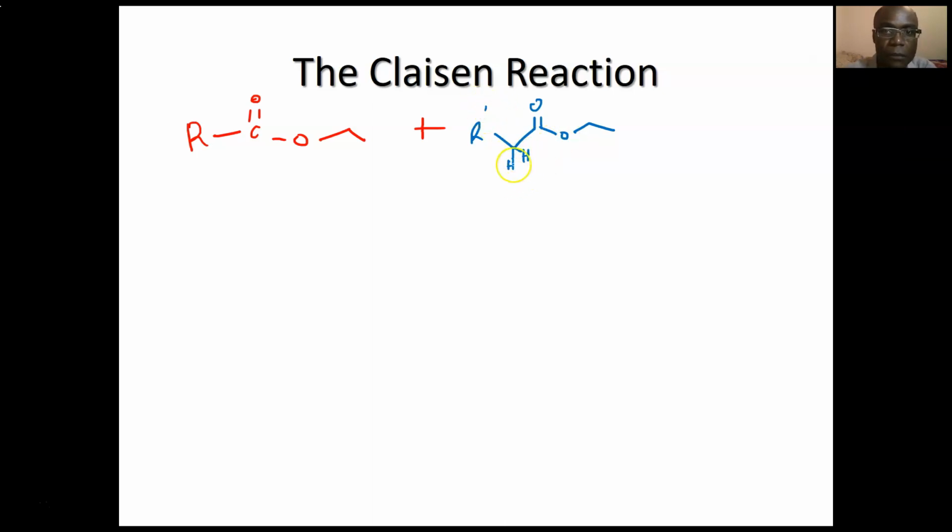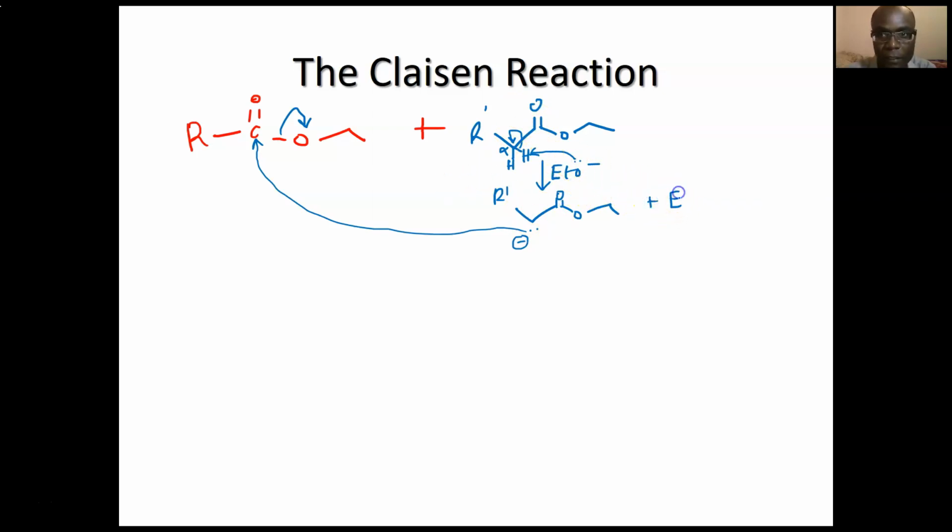The alpha carbon of this ester will be used to make a carbanion. That is, if you add a strong base, let's say like EtO minus, that EtO minus takes a hydrogen off the carbon bonded to the carbonyl, that's called the alpha carbon. You get a carbanion. Now, this carbanion is going to be used as a nucleophile to attack the carbonyl of the second molecule, and the R group falls off. This is a very summarized mechanism. So when OEt takes out the hydrogen, you get an alcohol.